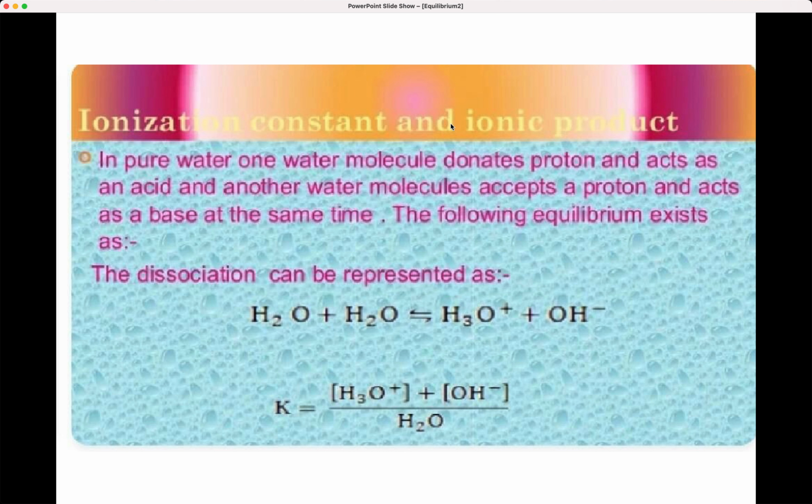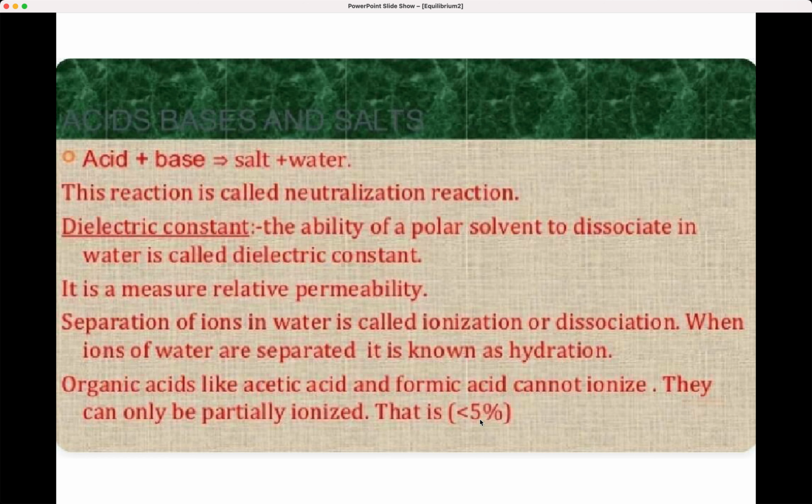What is ionization constant and ionization product? In pure water, one water molecule will donate a proton and act as an acid, and another water molecule will accept a proton and act as a base at the same time. The dissociation equilibrium can be written like this: H2O plus H2O gives H3O plus and OH minus. So K will be H3O plus times OH minus, product side, by the reactant side.